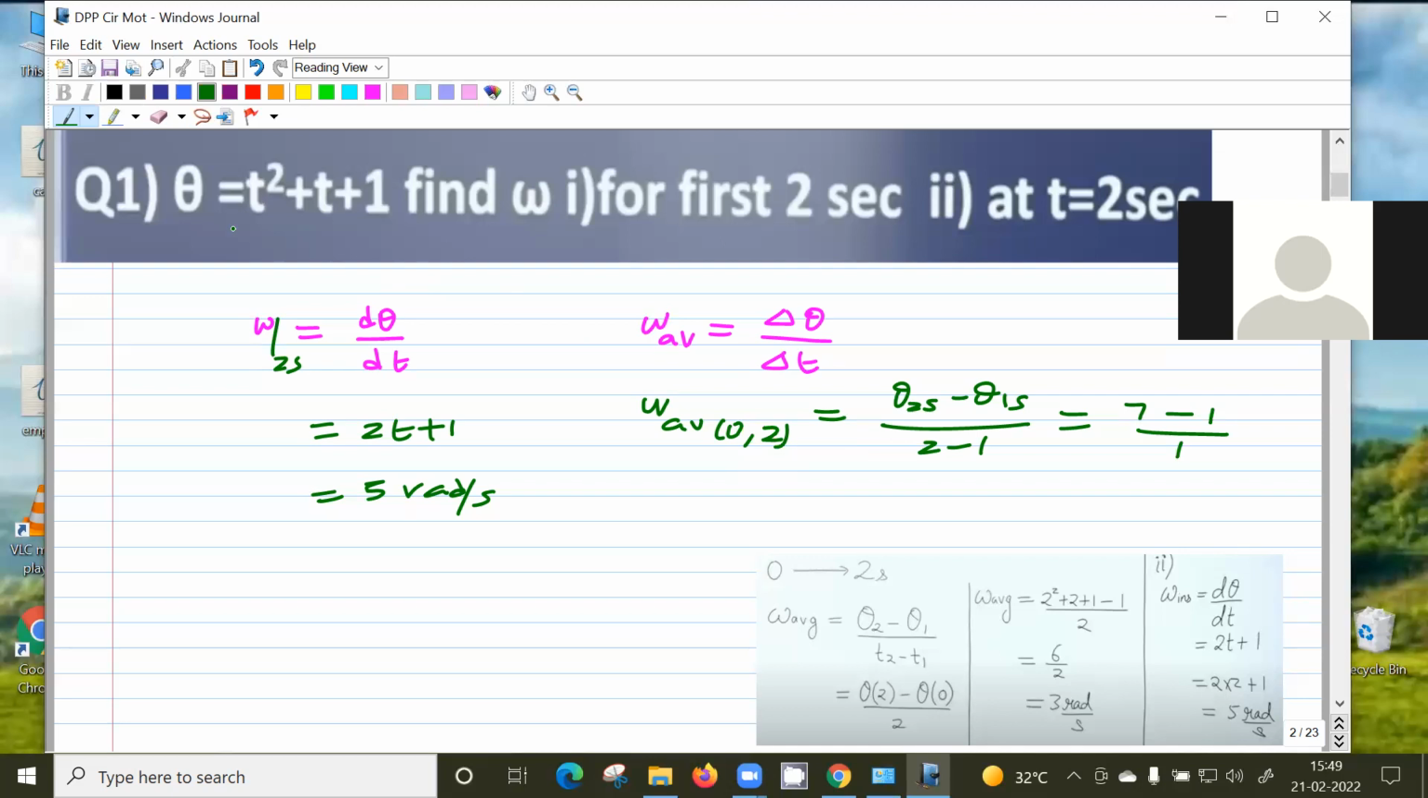Now it is fine. 2 square is 4. Yeah. So 7. At 0 seconds is 1. So it's 6, right? Okay, and the time interval is 2. So is it clear? Yes, sir.